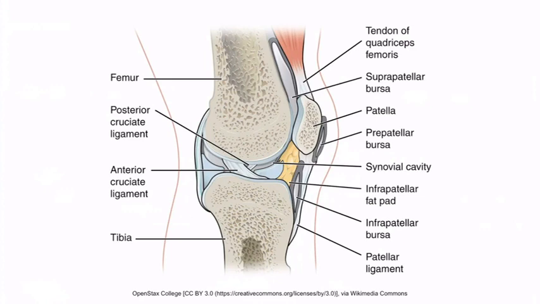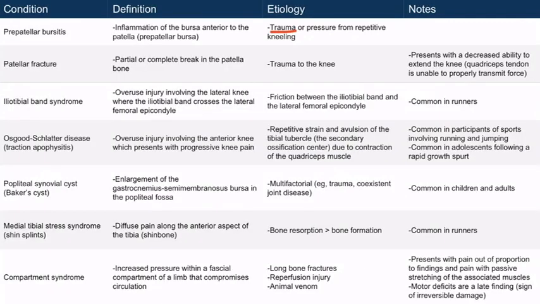A bursa is a synovial sac that functions by alleviating pressure and friction near bony prominences and ligamentous areas throughout the body. In this image, you can see the suprapatellar bursa, prepatellar bursa, and infrapatellar bursa. So prepatellar bursitis is inflammation of this bursa right here. This occurs due to trauma or from repetitive kneeling. This makes sense, right? If you're constantly kneeling, then the pad just anterior to the knee, or the prepatellar bursa, may become inflamed.